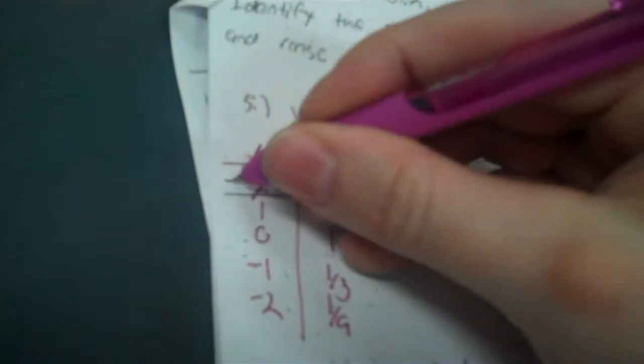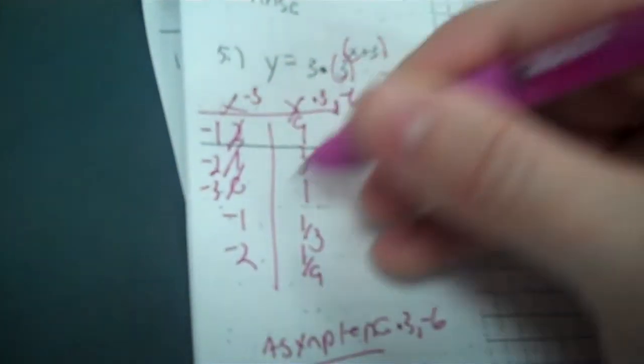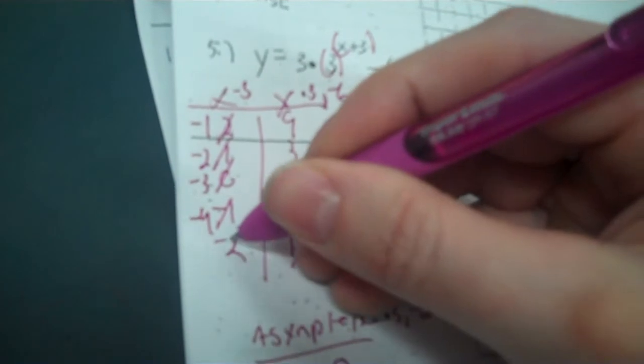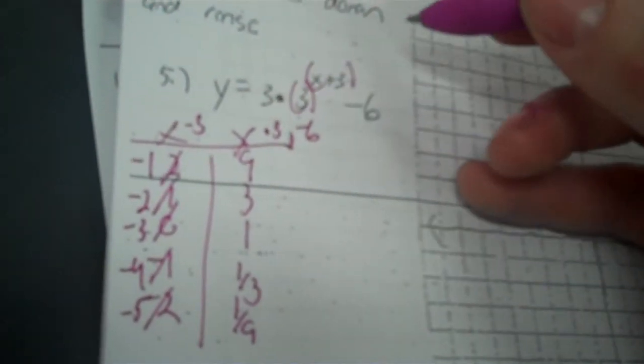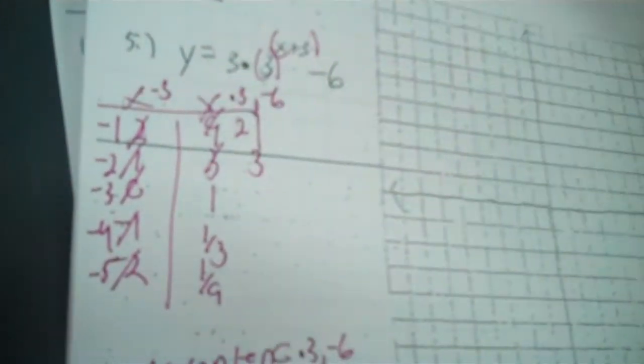And also that's done to the asymptote too, because the asymptote is a y. So 2 minus 3 is -1. 1 minus 3 is -2. 0, -3, -4, and -5. Now I'm going to take all these times 3 and subtract 6. 9 times 3 is 27, minus 6 is 21. 3 times 3 is 9, minus 6 is 3. Okay? That was just dumb luck that stayed a 3. Okay? 1 times 3 is 3, minus 6 is -3.